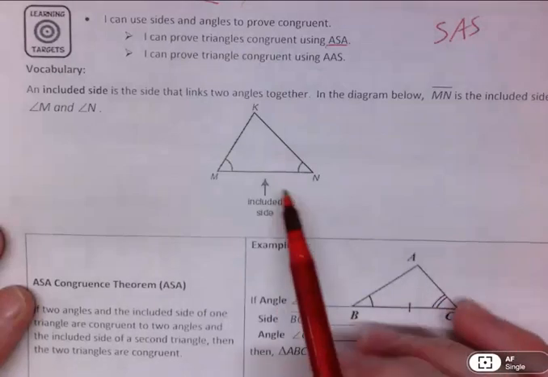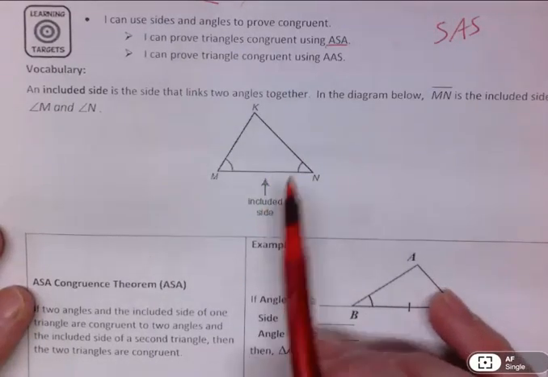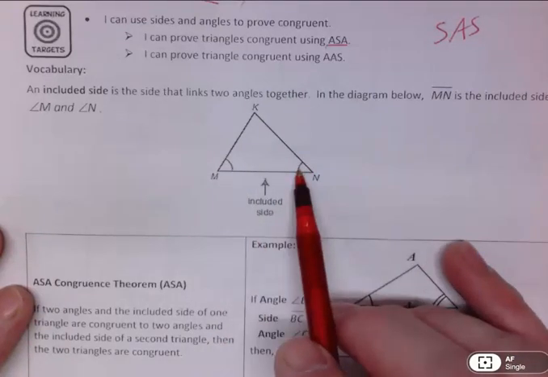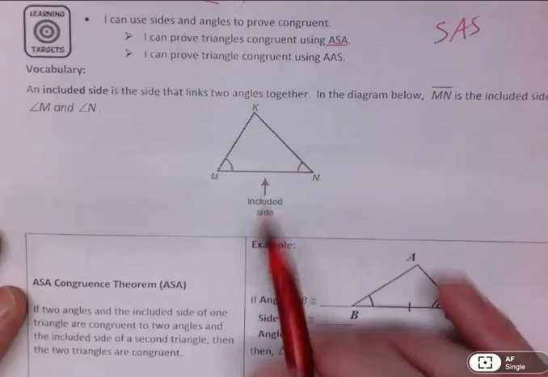So again, the side in between is called the included side, kind of like the included angle we had before, between the two angles that you're focusing on. In this case, these angles are congruent, but they don't have to be congruent to each other. Okay, so just look for in between like before.